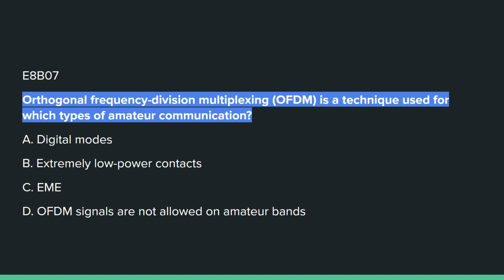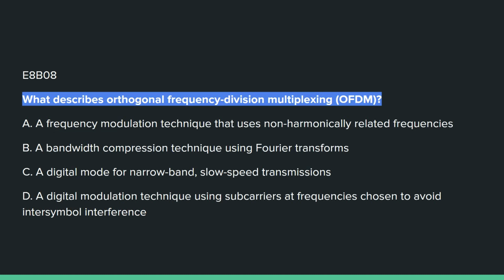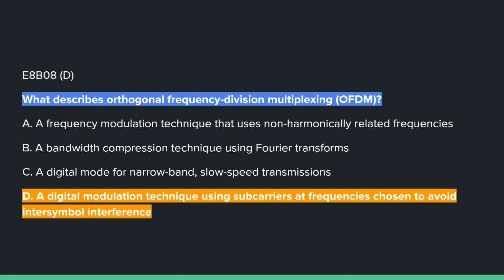E8B07, orthogonal frequency division multiplexing is a technique used for which type of amateur communication? A. Digital modes. E8B08, what describes orthogonal frequency division multiplexing? D. A digital modulation technique using subcarriers at frequencies chosen to avoid intersymbol interference.